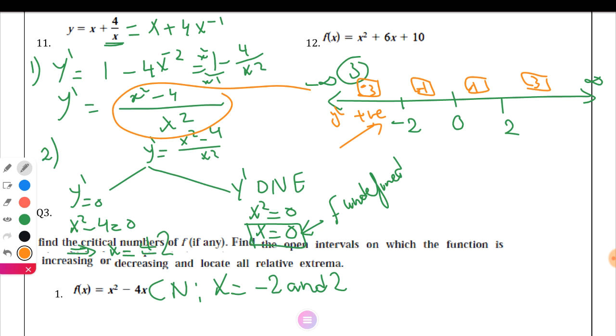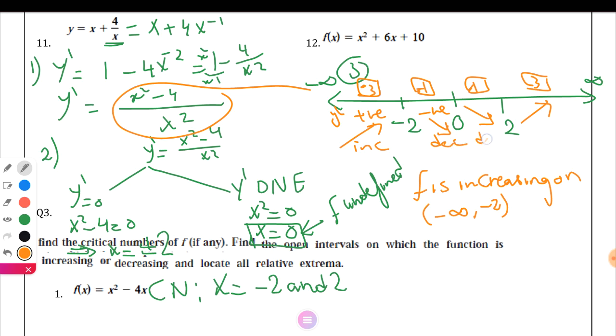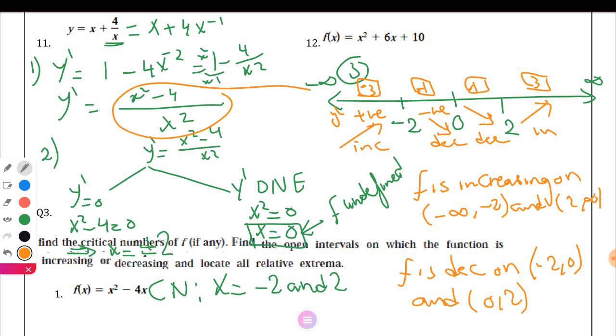If you replace by -1 in the derivative, it will be a negative value. Use the calculator to find it, but to save time I tell you the sign after calculation. Here it is also negative. Here positive. So in this case the function is increasing on -infinity to -2, and on 2 to infinity. F is decreasing on -2 to 0 and on the open interval 0 to 2. I hope you understand this one.